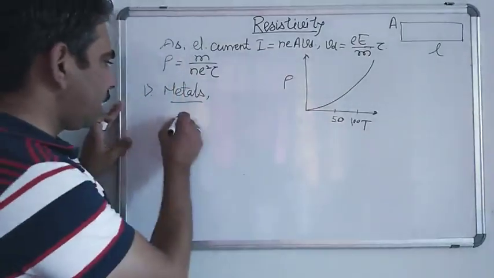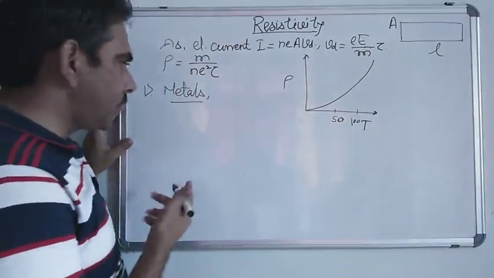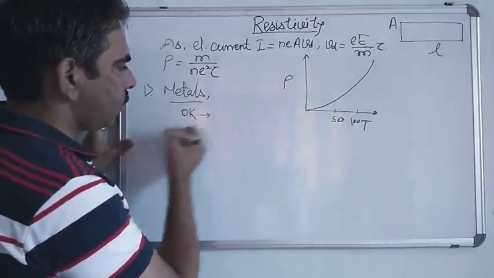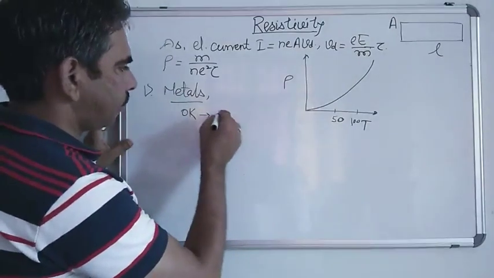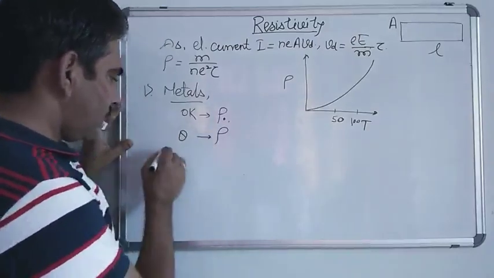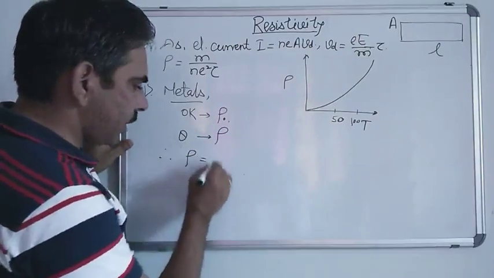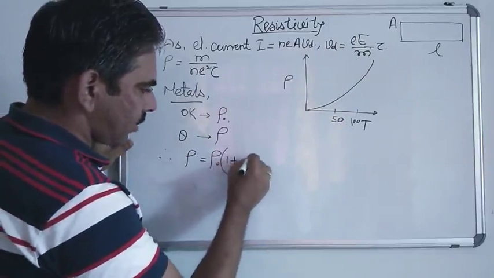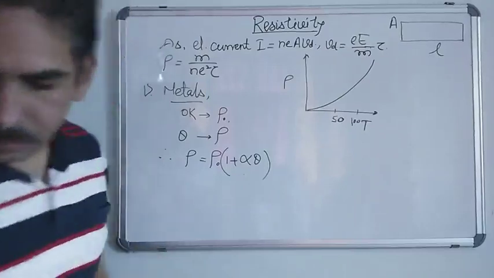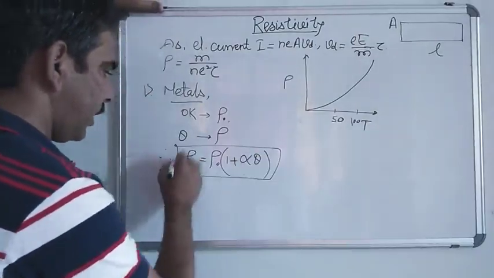And if we write the expression for the resistivity in a different form, in terms of temperature change, for example, at temperature 0 Kelvin, or we can say room temperature, the resistivity is rho naught, and after some change in temperature theta, we get the resistivity rho. Then the new resistivity is nothing but rho = rho naught times (1 + alpha theta), where theta is the temperature change. So rho is calculated by using this expression.